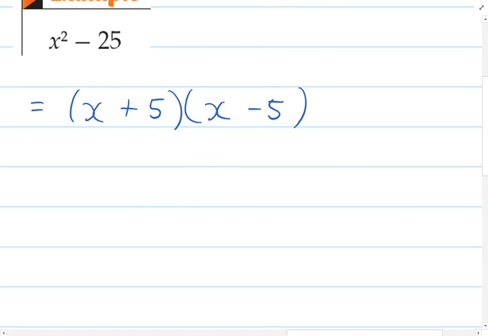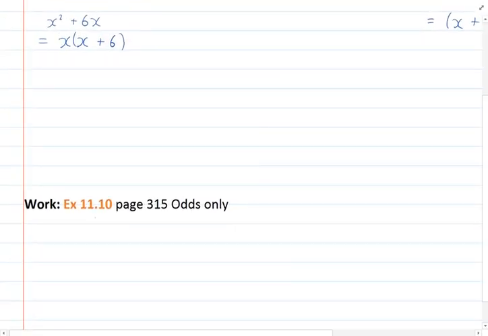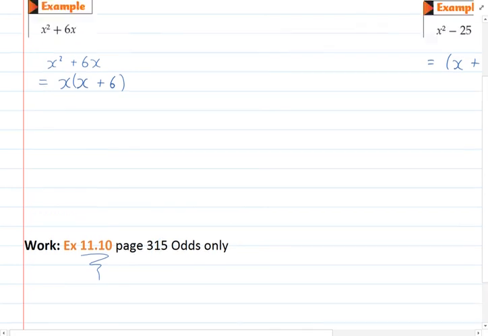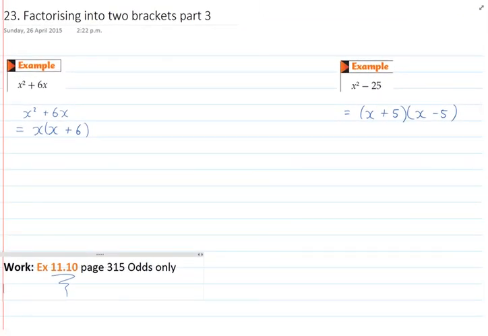Okay, so you'll need to have a go at exercise 11.10. Just do the odds, and that should help you look at quite a few problems that are similar to these two that I've just gone over.